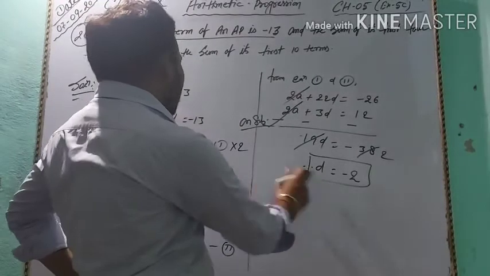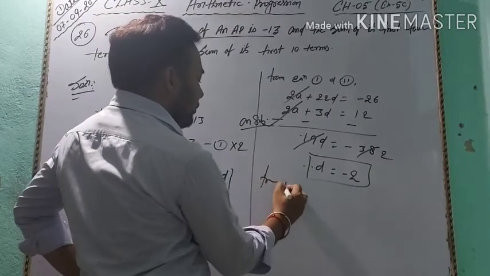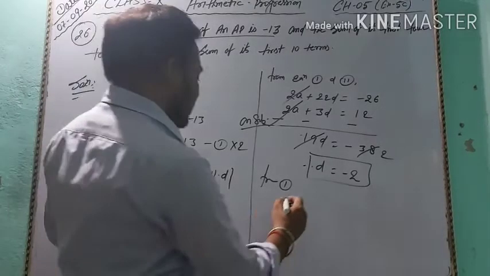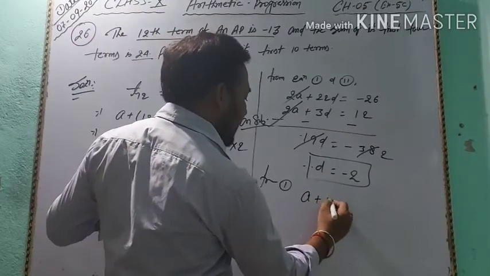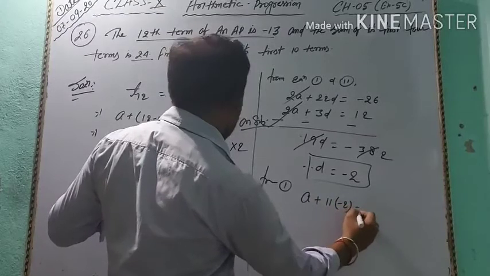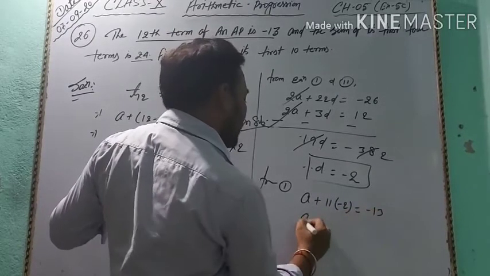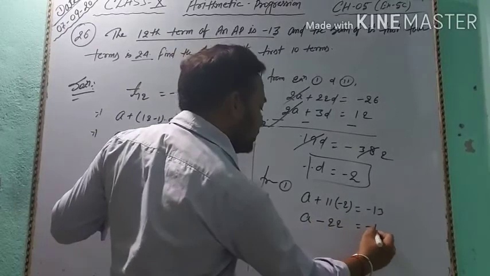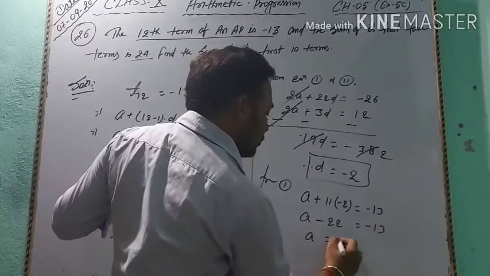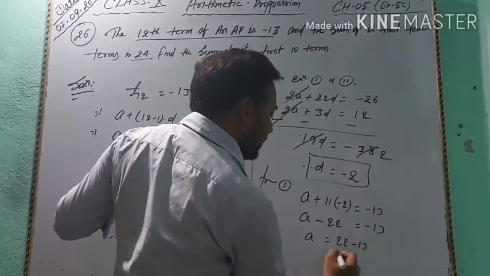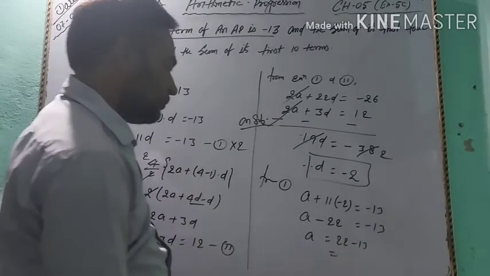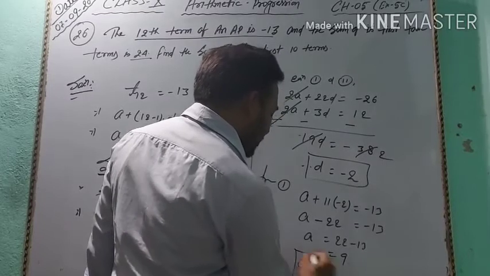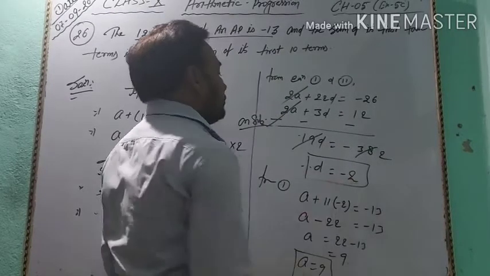Put the value of D in equation first. So from equation first, A plus 11D equal to minus 30. A plus 11 times D, D equal to minus 2, equal to minus 30. A minus 22 equal to minus 30, and A equal to 22 minus 30... So students, A equal to 9 and D equal to minus 2.